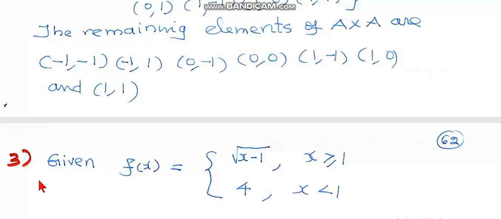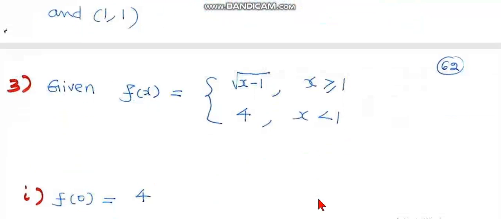Now question number 3. Given f of x equal to root x minus 1, if x is greater than or equal to 1, equal to 4 if x is less than 1. We want f of 0. Where is 0? 0 is less than 1. So we have to take f of x equal to 4. So f of 0 is 4.